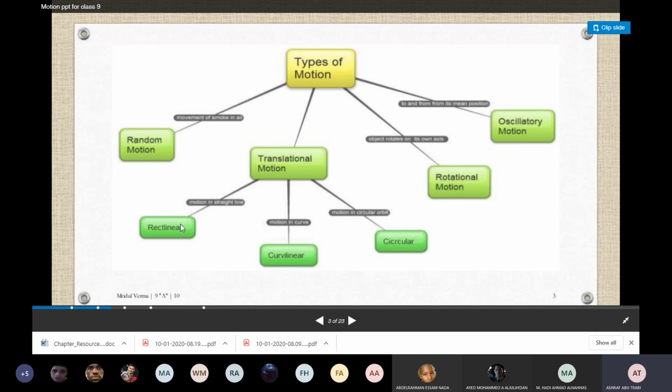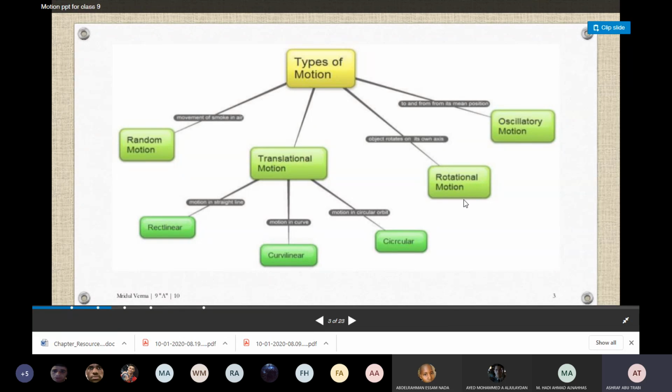Translational motion is branched into three branches. The rectilinear motion is when we move in a straight line. The curvilinear motion is when the motion is in a curve, and the circular motion is when the motion is in a circular orbit. While the other type, the rotational motion, is when an object rotates on its own axis. When we talk about an axis, it is a rotational motion.